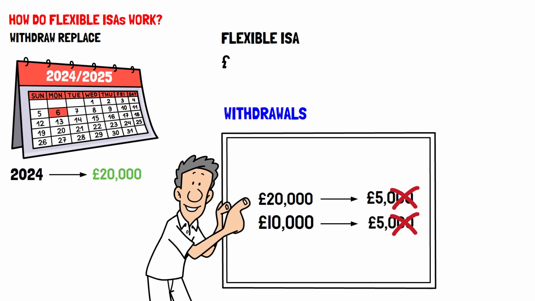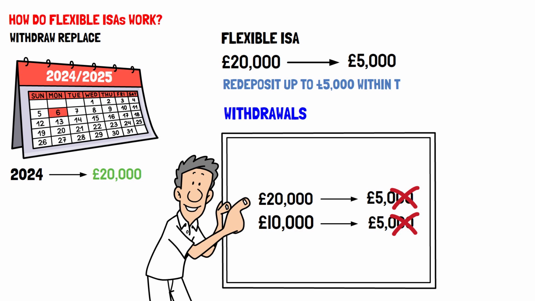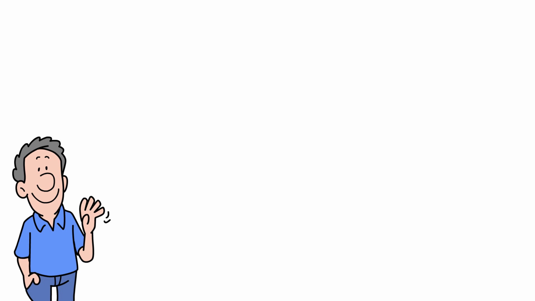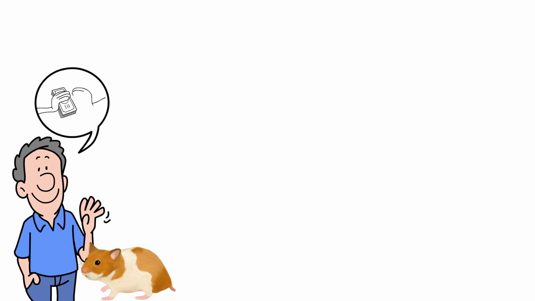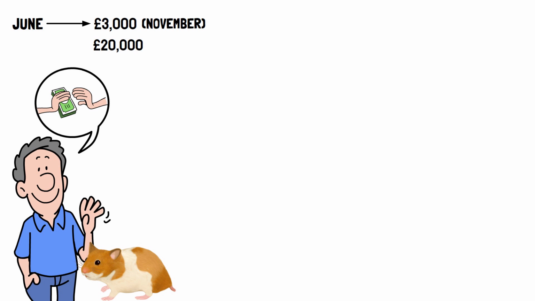With a flexible ISA, you can replace the withdrawn amount within the same tax year without affecting your £20,000 limit. Using the previous example, if you withdraw £5,000, you can still redeposit up to £5,000 within the same tax year, maintaining the full use of your £20,000 allowance. An example. Consider the example of Jim, a flexible ISA holder who encountered an unexpected veterinary expense for his pet hamster. In June, he withdrew £3,000 to cover his costs. By November, his financial situation improved, allowing him to redeposit the £3,000. This move ensured he maintained his full £20,000 annual ISA allowance and continued to benefit from tax-free savings growth.